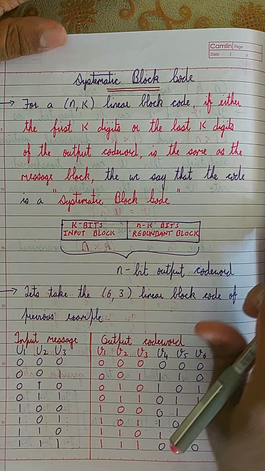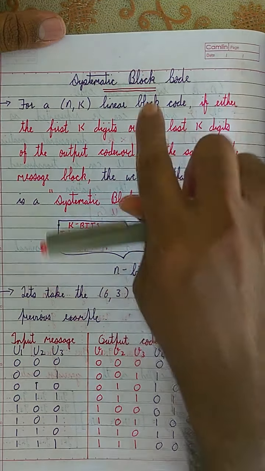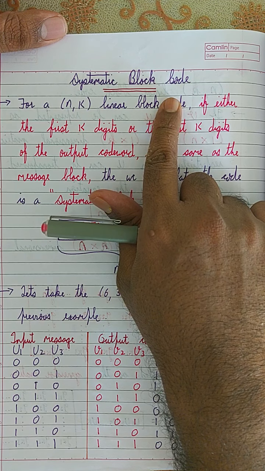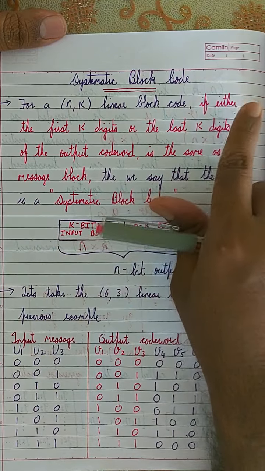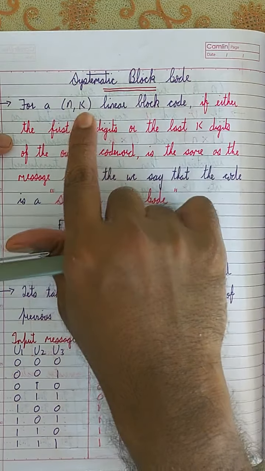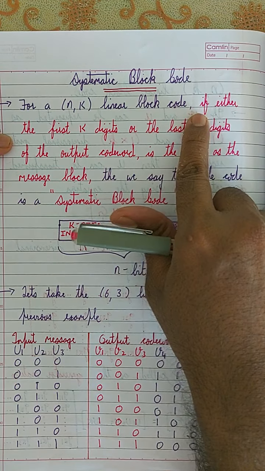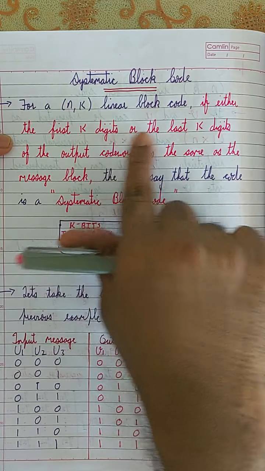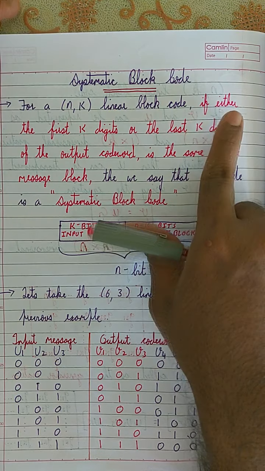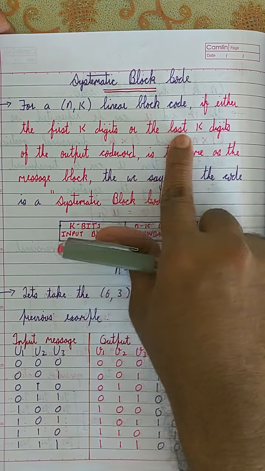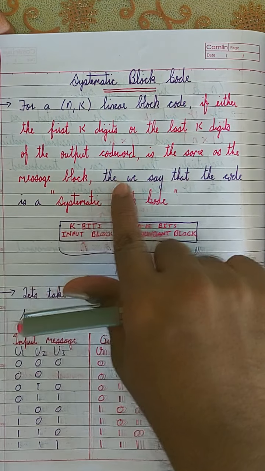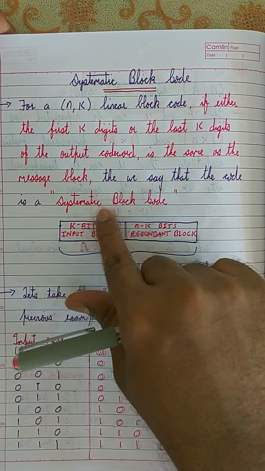Now you're going to learn another interesting topic, the systematic block code. A systematic block code is a type of (n,k) linear block code, but it has a fantastic property inside. Look at what a systematic block code is. For an (n,k) linear block code, if either the first k digits or the last k digits of the output code word are the same as the message block, then we say that the code is a systematic block code.